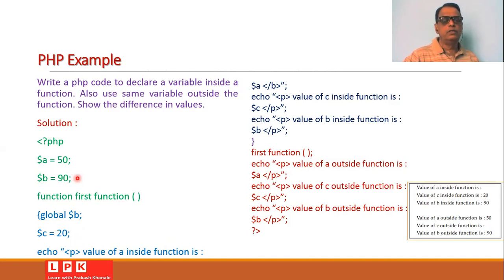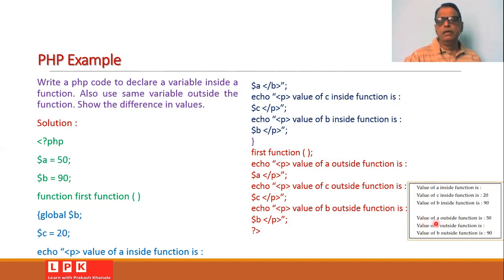So if you want to make use of a as a global, then you need to write here a statement global $a. Otherwise, its value will not be assigned as shown in the output. And now outside the function, the value of a is 50, which is being assigned outside the function. Value of c outside the function is nothing displayed over here because c is not there outside the function. c is a local variable, which is inside the function only.